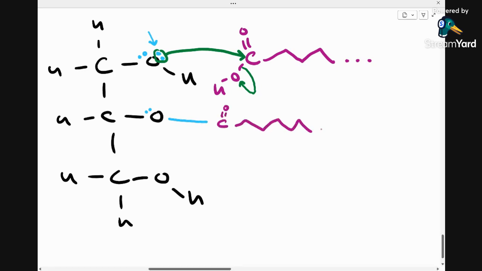which obviously is connected to the hydrocarbon tail. The electrons in this yellow bond here have been given back to this oxygen to produce OH minus with its electrons now here. And of course, the hydrogen is still knocking around on this oxygen here.